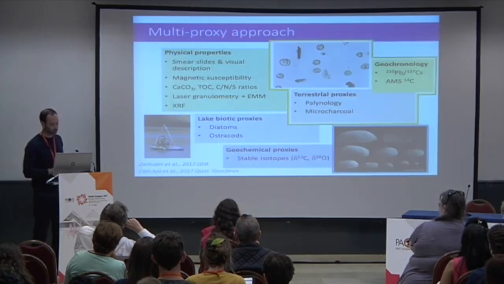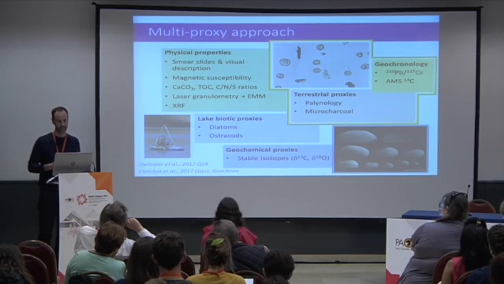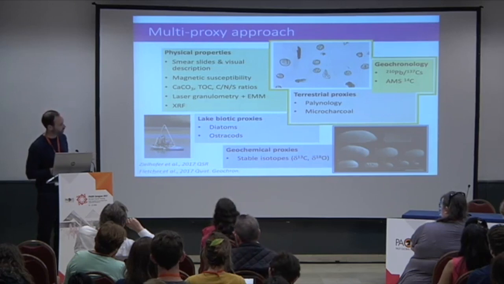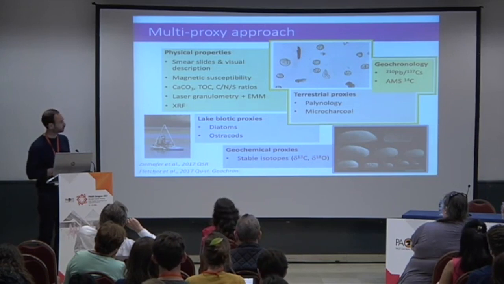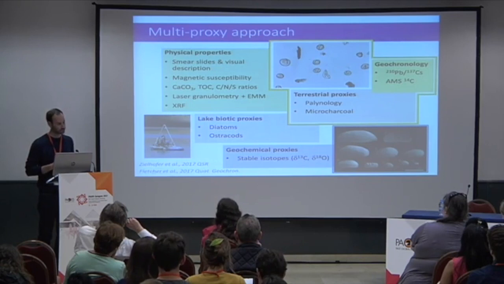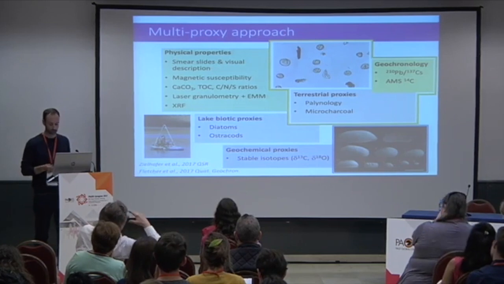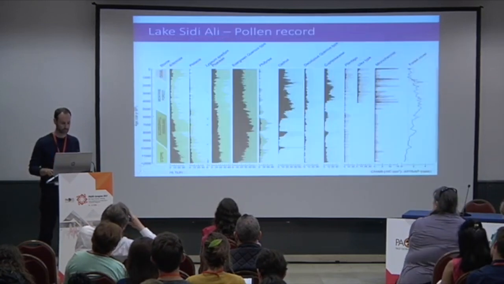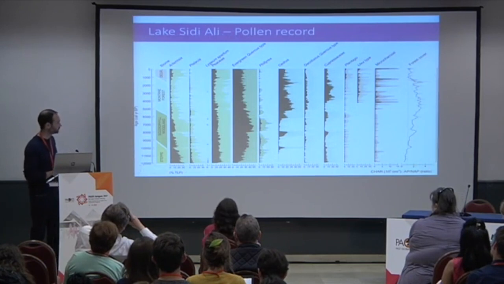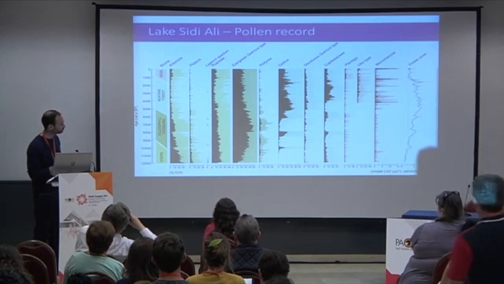Our approach is a multi-proxy one, incorporating physical, biological, and geochemical insights into the lake system, but what I'll focus on here today are the terrestrial proxies that we've mainly worked on in Manchester, including the pollen and microcharcoal, underpinned by a timescale that's built on lead-210 and caesium-137 constraints and 26 AMS radiocarbon dates, primarily on terrestrial pollen concentrates, to avoid hard water error. So here's the pollen record from Sidi Ali, again spanning the last 12,000 years, offering subcentennial scale resolution.